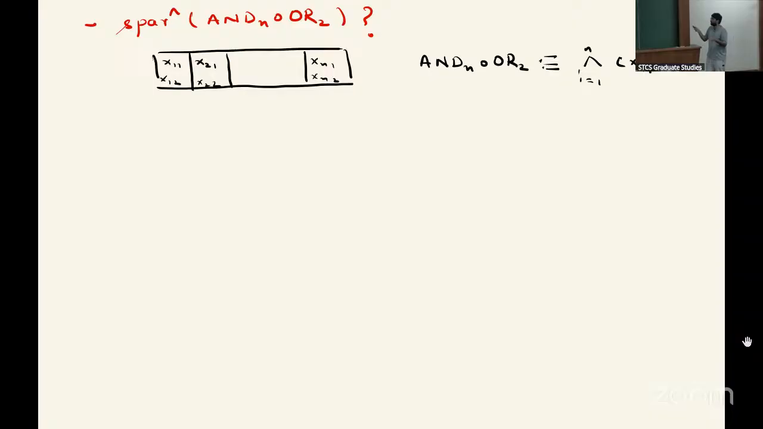I'll take one more example, because these two examples are very instructive. Let's take another example where we want to prove an approximate sparsity lower bound for AND composed with 2-bit OR functions. So there's this block of variables, two variables per block. They're computing OR on that block and then taking the AND of all those blocks.